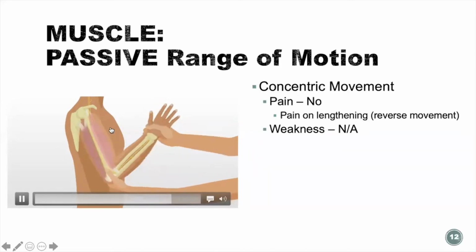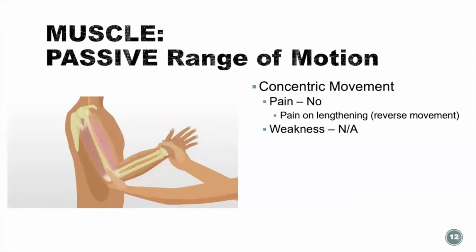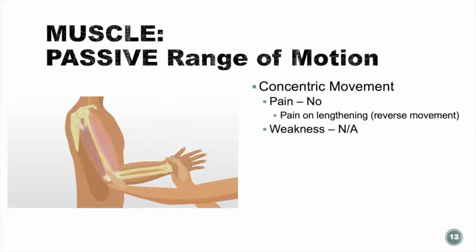So what does this mean? With the concentric movement, when there is passive range of motion testing on a muscle, whatever muscle movements that muscle contributes to, there will not be pain in the concentric movement. However, there will be pain on the lengthening in the reverse movement. So in this example, we were testing flexion, and we did not see pain on that concentric movement. However, when we stretched that muscle as it was being lengthened back to its resting state, that's when the pain is felt. So it's on extension or that reverse movement.